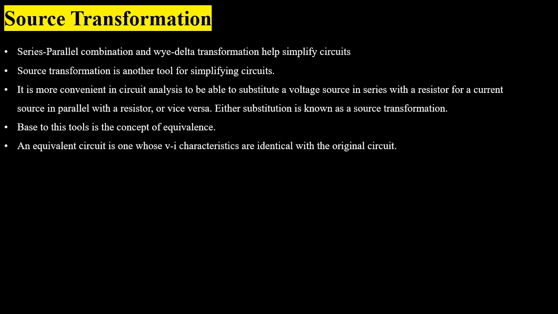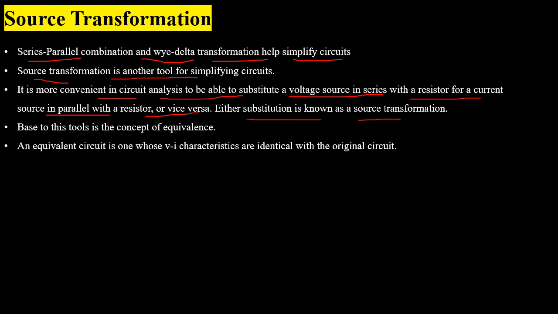Like we have used series parallel combination or delta Y combination for simplification purpose, in the same way another technique is the source transformation. For simplification purpose it is more convenient to be able to substitute a voltage source in series with a resistor for a current source in parallel with resistor or vice versa. This substitution method is known as source transformation, and this source transformation is based on the concept of equivalence.